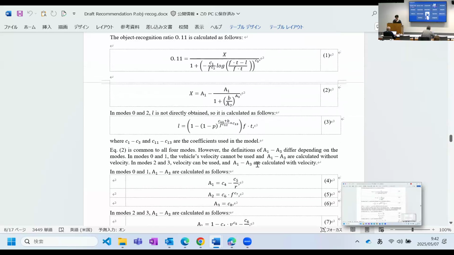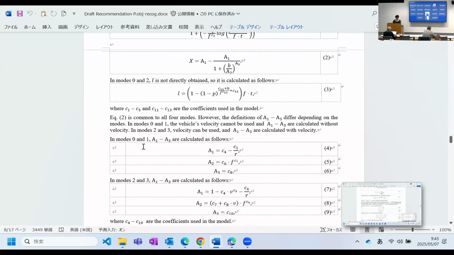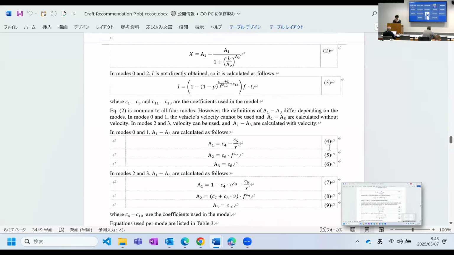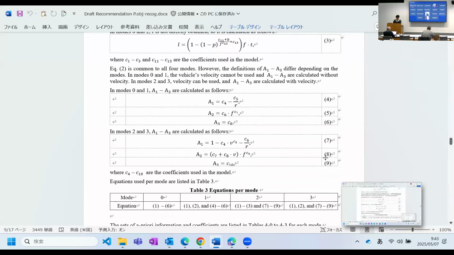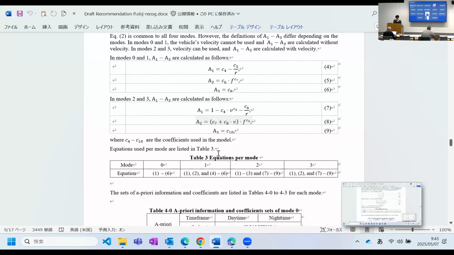However, the definition of A1 to A3 differs depending on the mode. In modes 0 and 1, the vehicle velocity cannot be used, so A1 to A3 are calculated without velocity. In modes 2 and 3, velocity can be used. Therefore, the coefficients A1 to A3 are calculated using velocity. In modes 0 and 1, A1 to A3 are calculated as equations 4 to 6. In modes 2 and 3, A1 to A3 are calculated as equations 7, 8, and 9 using V, the velocity of the vehicle. In these equations, C4 to C10 are coefficients used in the model.